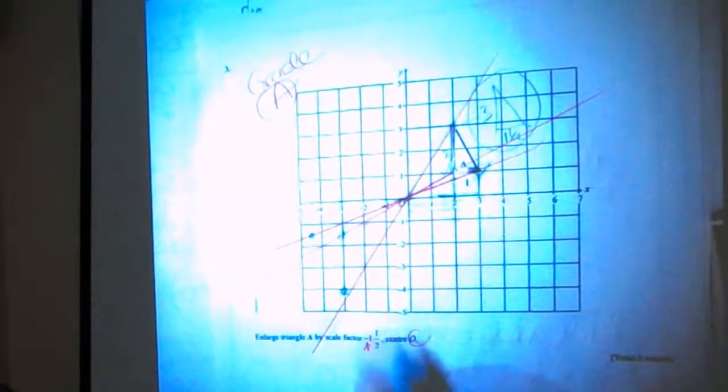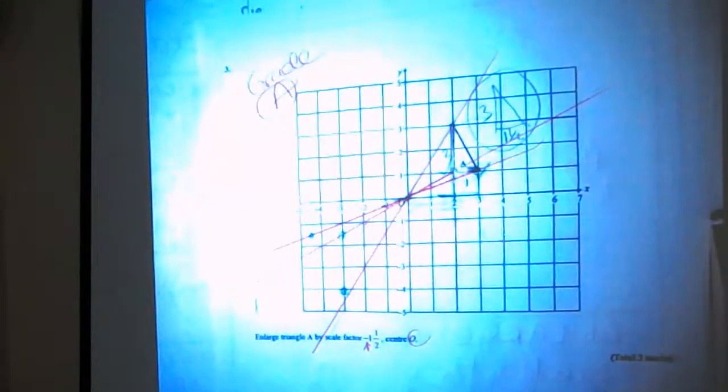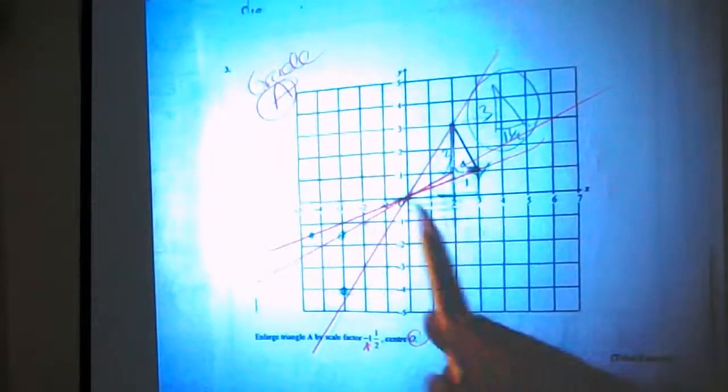I think my line might be slightly out here, this line. I think my line is slightly out. So it's 2.